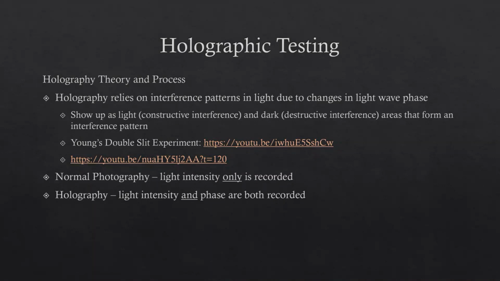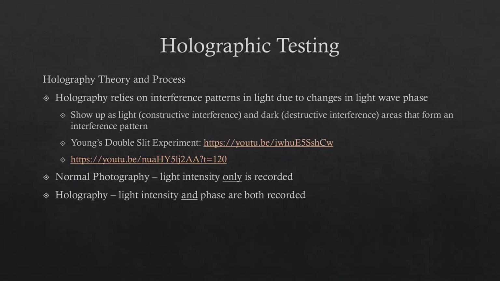So with that constructive and destructive interference, we can then look at those areas to image our surface. And we'll look at how we image the surface here in a sec. But in order to do that, in normal photography, only light intensity is recorded. It may be color photography, where it's the intensity of different colors of light. But with holography, we're going to look at the light intensity and the phase.